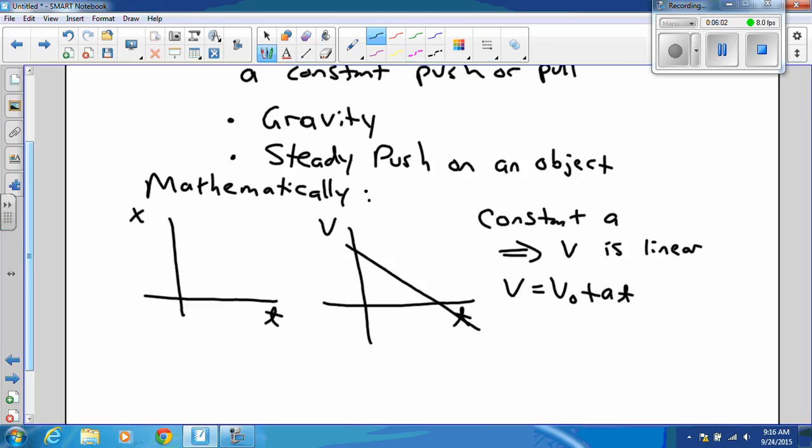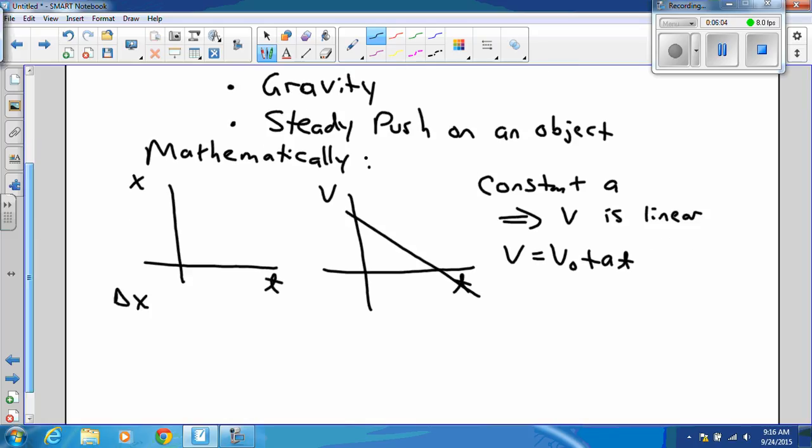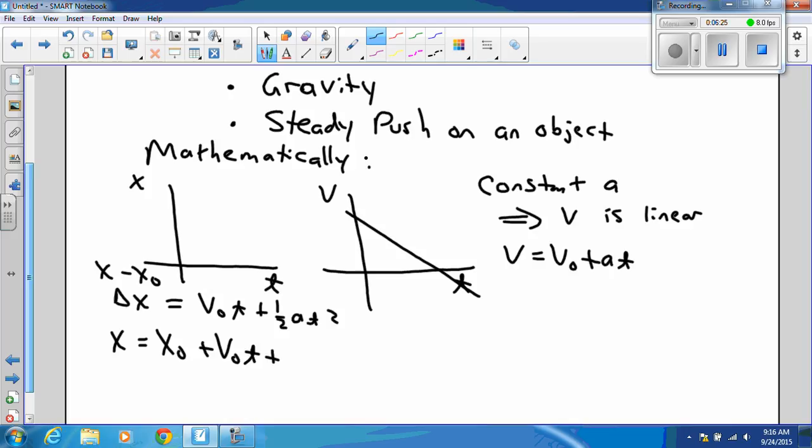And not only that, but also, if I have constant acceleration, then my position, delta x, is equal to v0t plus 1/2 at squared. And if I want to recover the position out of this, then I can write that as x minus x0, so that the position is going to be x0 plus v0t plus 1/2 at squared.